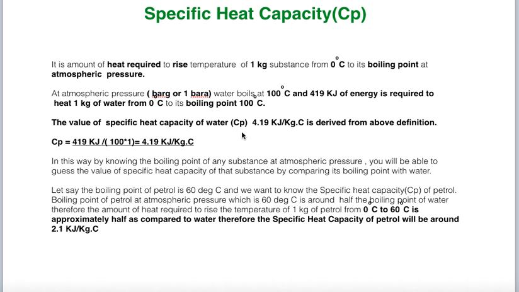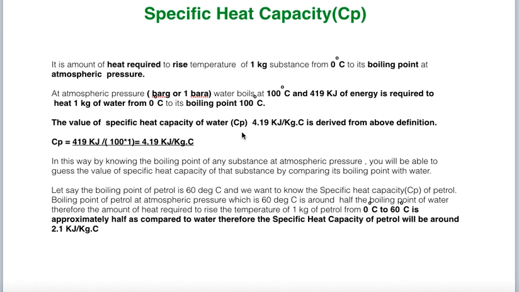If we divide 419 kilojoules by the temperature difference between 0 and 100 degrees centigrade and by 1 kg, as it is specific, so it's per kg, the value comes to 4.19 kilojoule per kg per degree centigrade. In this way, by knowing the boiling point of any substance at atmospheric pressure, you will be able to guess its specific heat capacity by comparing its boiling point with water.